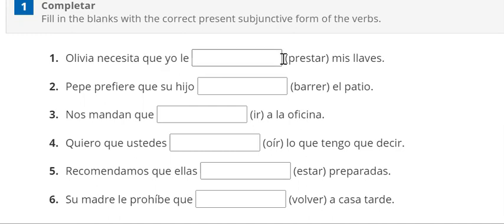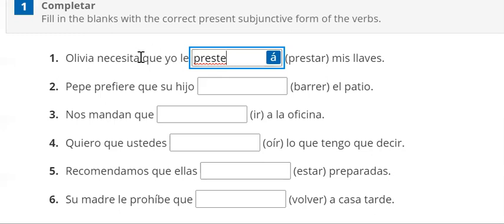So even though we've got the yo form, prestar, I already know without looking at any context this is going to be the verb preste. All right, we got preste, and this is conjugated correctly. It's the yo form, prestar, presto, drop the o, opposite ending. But the reason why it's preste as opposed to presto is because she needs this. So, she needs me to loan the keys. Because of that, we would use the subjunctive because she needs this to happen.